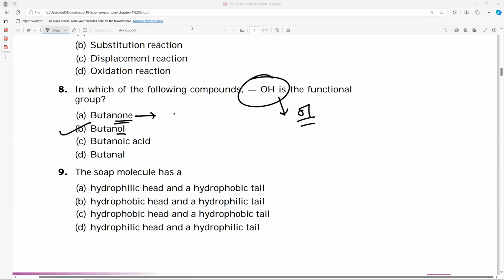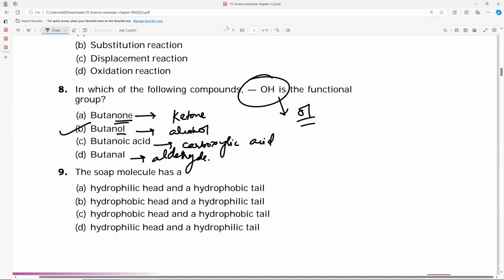Butanol is alcohol. This one will have ketone. This will have carboxylic acid. And this one, tell me this one. Aldehyde. It would be aldehyde. Okay.